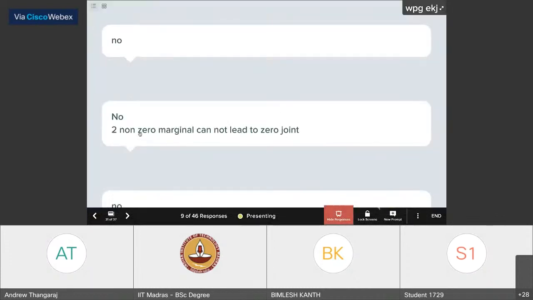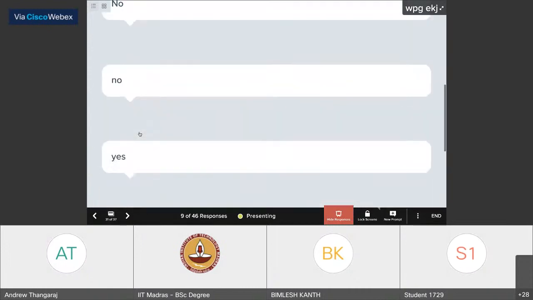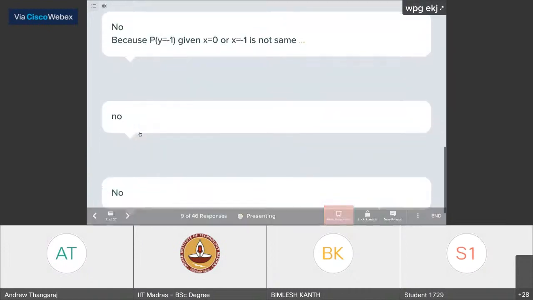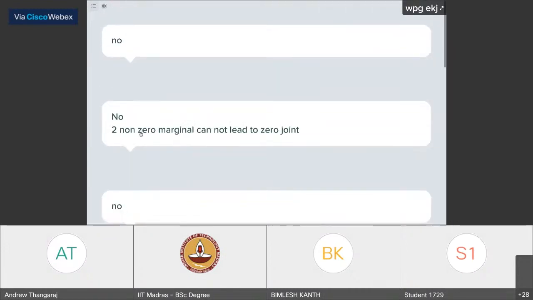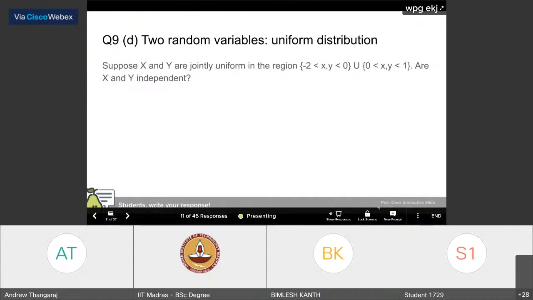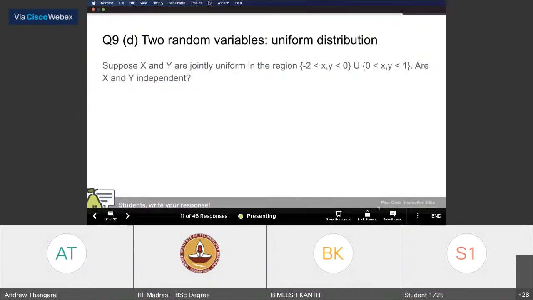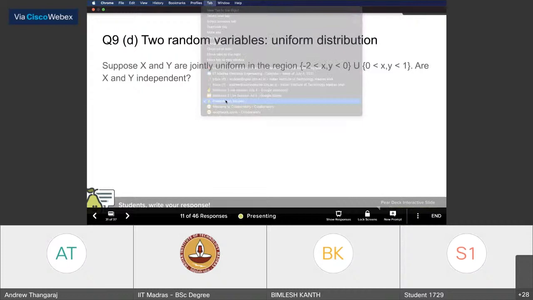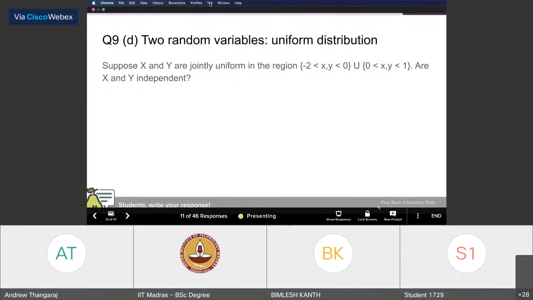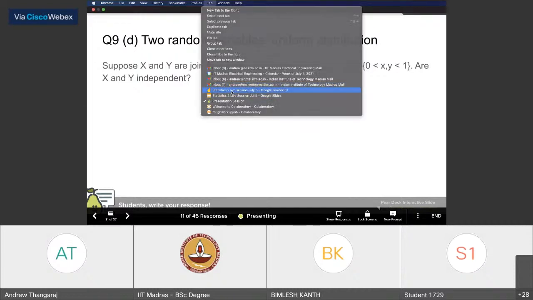Okay, it's about 8 answers only, 9 answers. Let's see. No, they're not independent. Yes, some people are saying it's independent. They are not independent. Okay, so let me just close with why these two cannot be independent. So if you go back once again and look at the picture, right? Let me just show you the solution here.